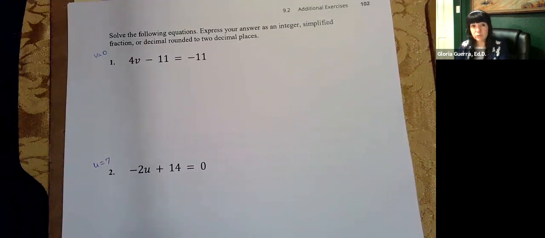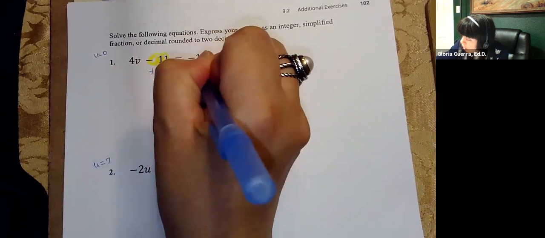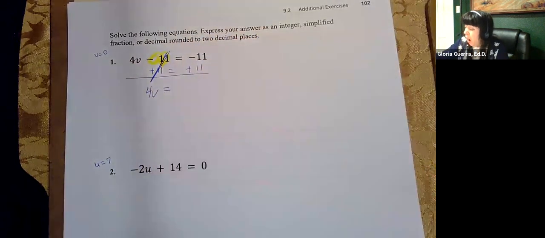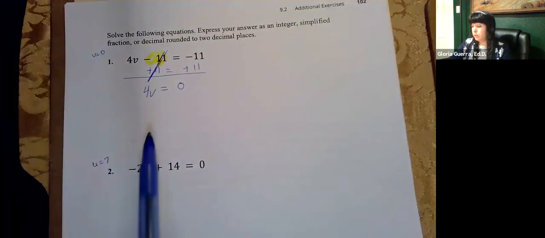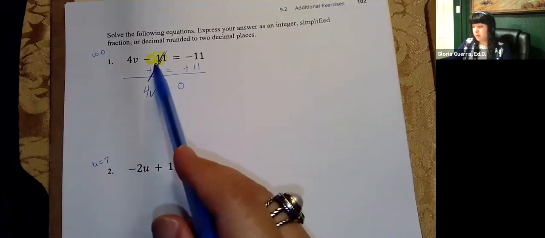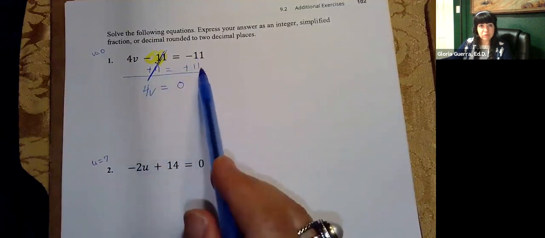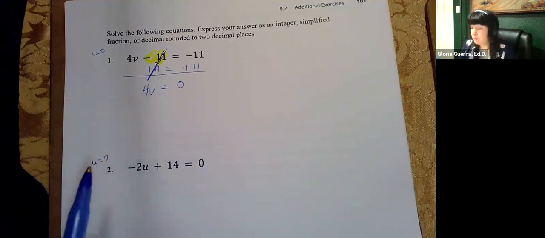Okay, so look at the first one. I started off highlighting the minus 11. You want to move that term over to isolate your v. Remember, negative 11 plus 11 equals zero. On this side, you don't write the zero down because you have 4v, something better to write. But here, there's nothing else on this side, so you've got to write something down. Negative 11 plus 11 is zero.